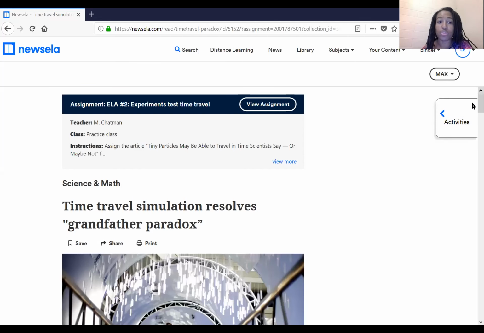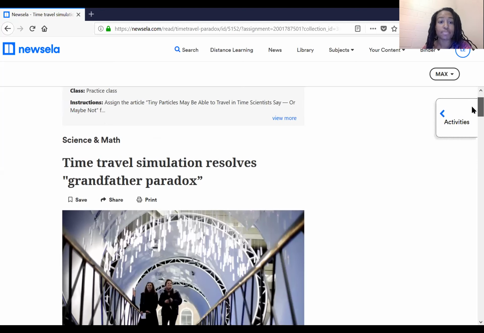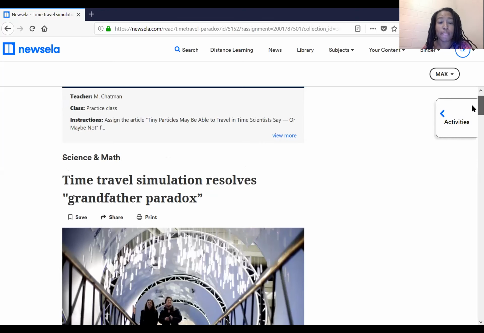So today I'm going to show you how to do Article 2 for your Newsela assignment. And I have a little cheat sheet to help you with your annotation. So I'm going to read through the article. I'm going to share my screen. I already have it open because I figure at this point, you all should know how to log in. So I'm not going to go through the login process. We're going to just get right into it.